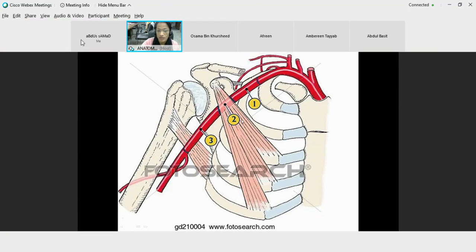In that diagram also, we saw a muscle crossing in front of the axillary artery. This is the axillary artery. This is the muscle crossing. This is the pectoralis minor muscle. Where is the pectoralis minor muscle located, children? Please answer.